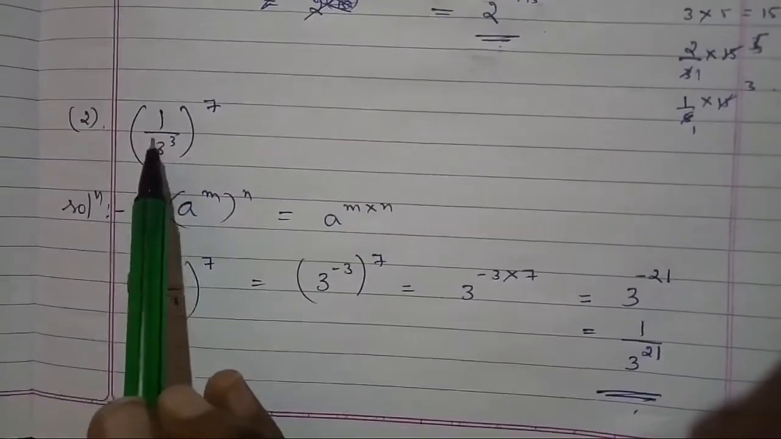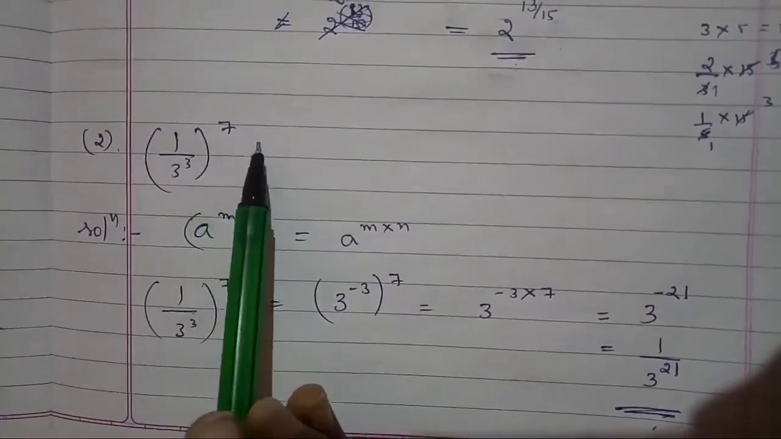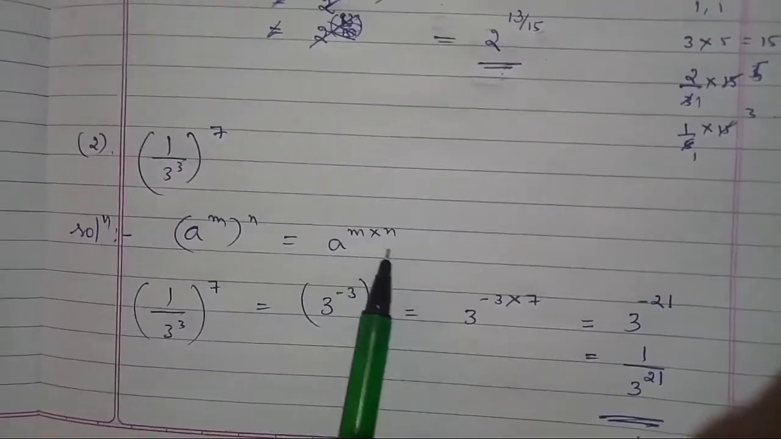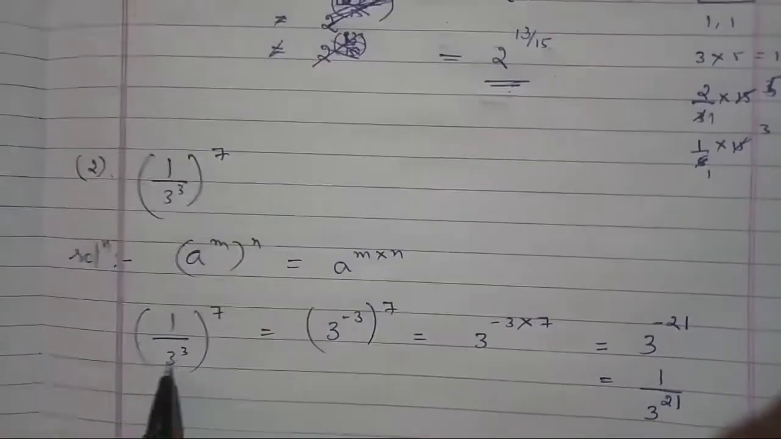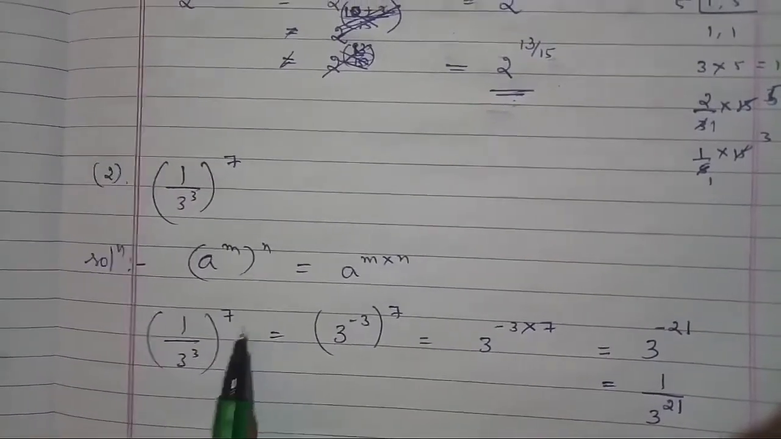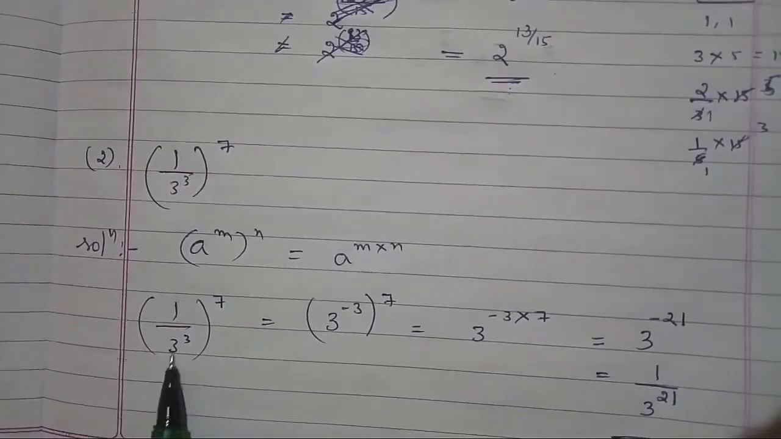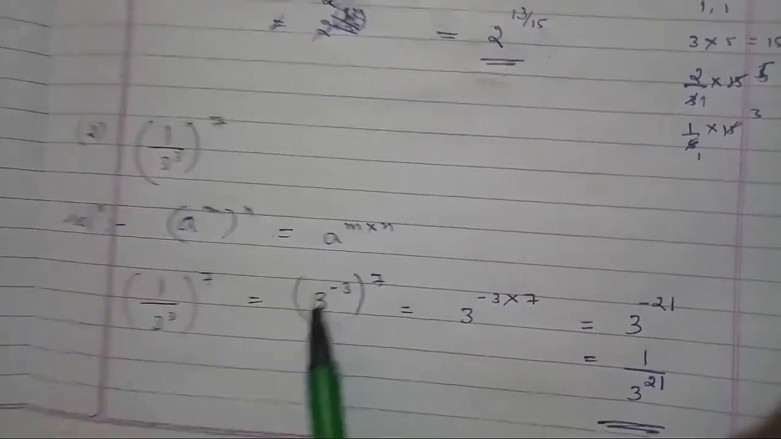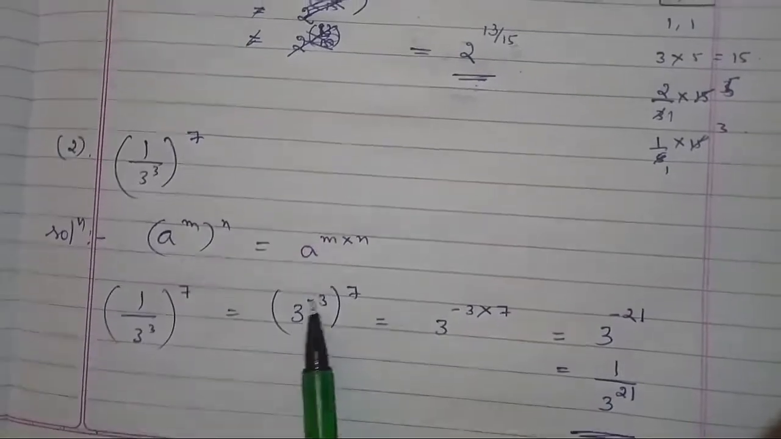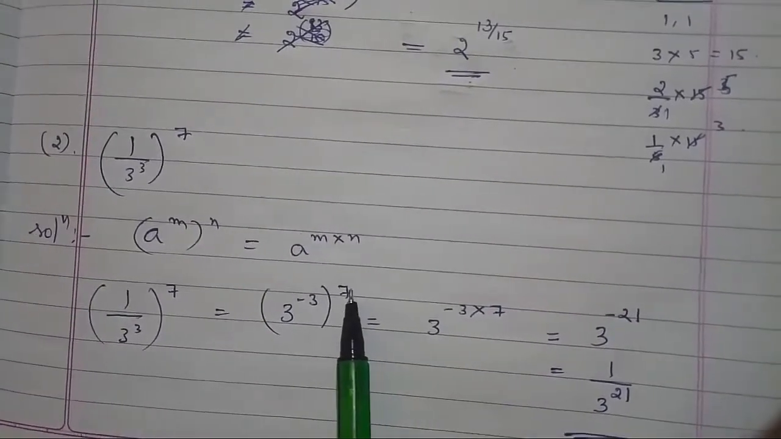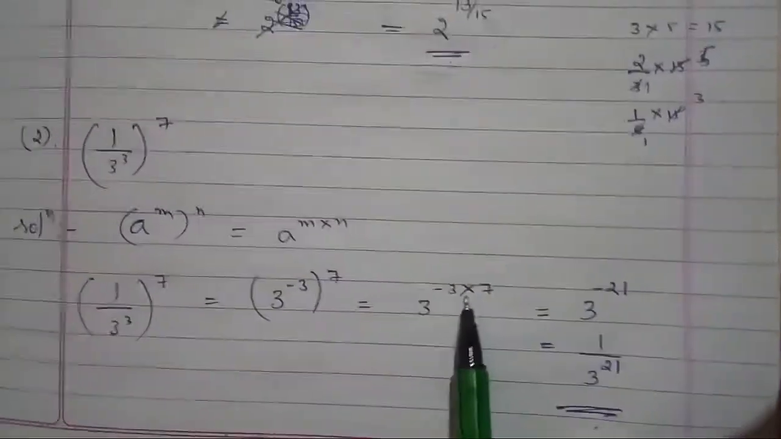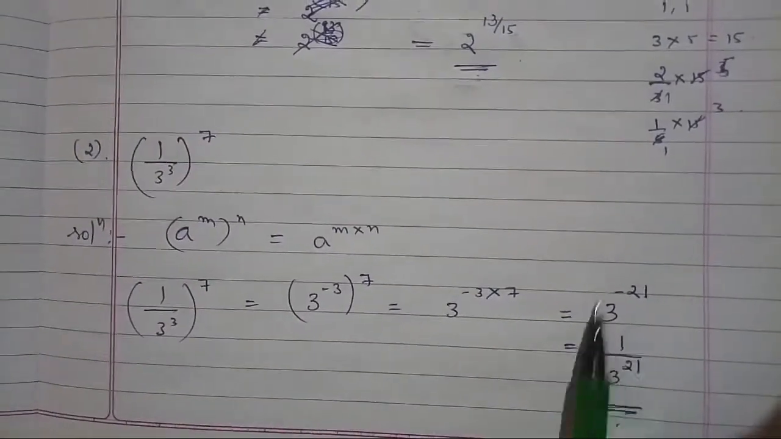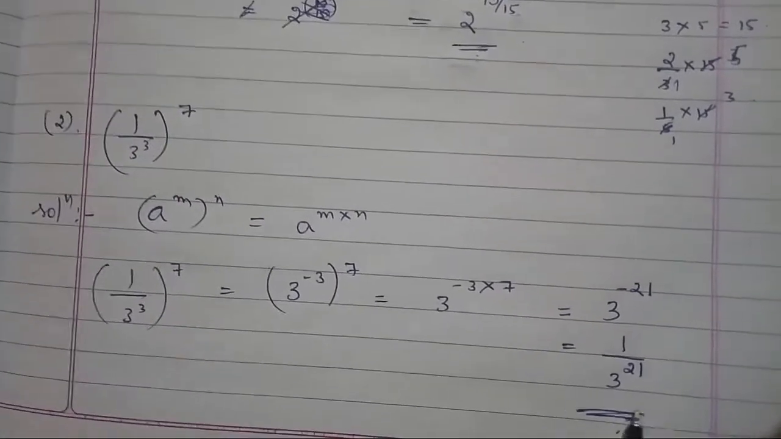Second problem, (1 by 3 to the power 3) whole to the power 7. This is in the form of (a to the power m) whole to the power n, that is equal to a power m into n. (1 by 3 to the power 3) whole to the power 7 can be written as follows: if the denominator number goes to the numerator, the power becomes negative. That is 3 to the power 3 becomes 3 to the power minus 3, whole to the power 7. That is 3 to the power minus 3 into 7, which is equal to 3 to the power minus 21. This can be written as 1 by 3 to the power 21.